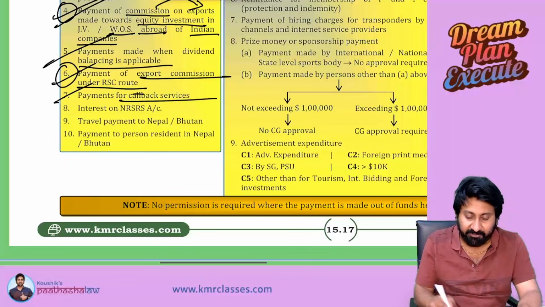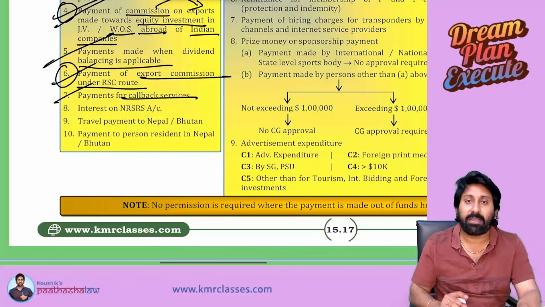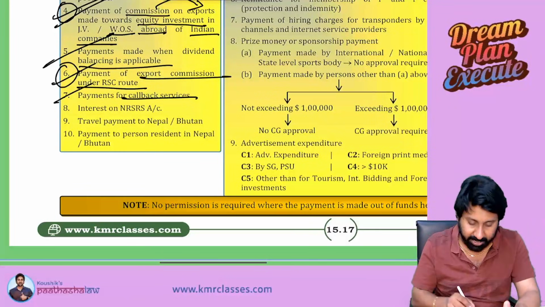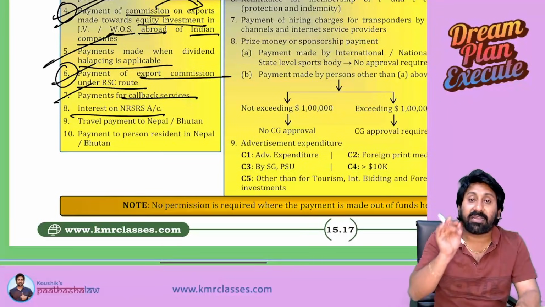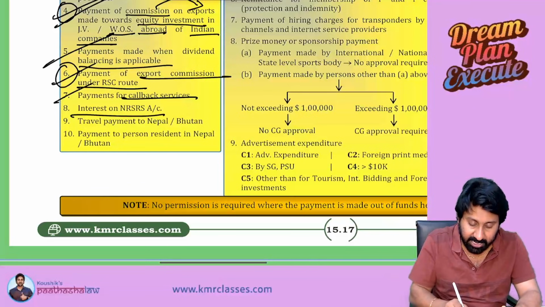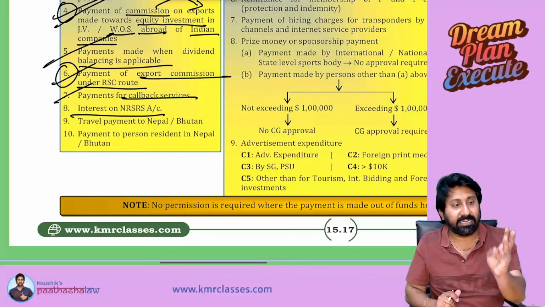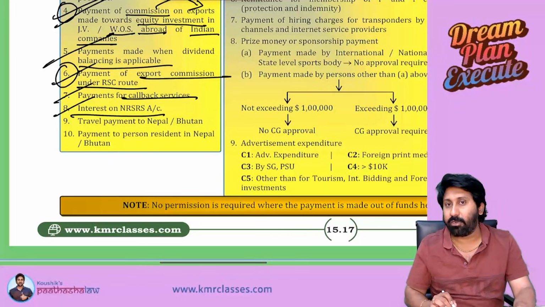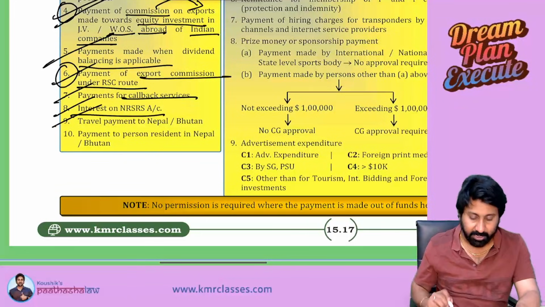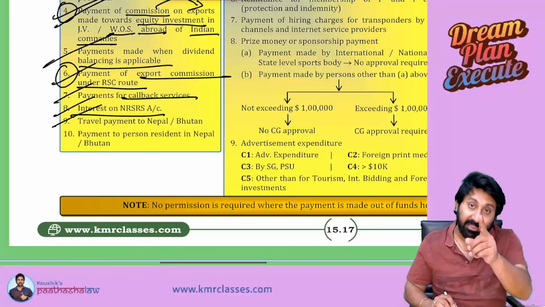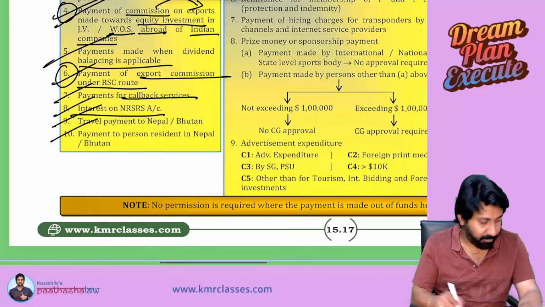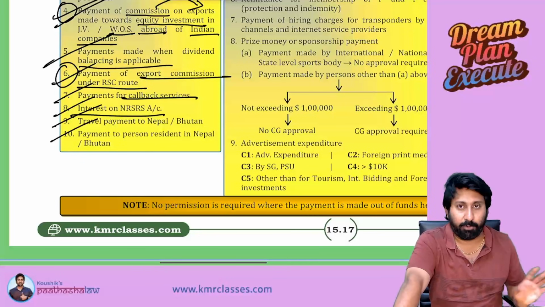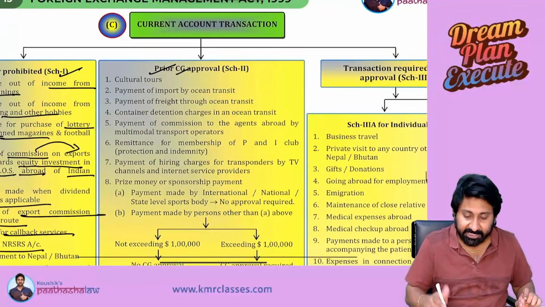Next, payment for callback services. So for any callback service, remember, they will ask directly: callback service, drawing foreign exchange prohibited. Next, interest on non-resident special rupee scheme account. NRSRS means what? Non-resident special rupee scheme account. If you want to pay any interest on it, not allowed because it's a current account. Next one, travel to Nepal, Bhutan. They are accepting rupee. Don't draw foreign exchange. Prohibited. Next one, payment to a person resident in Nepal, Bhutan. Same logic. Prohibited.